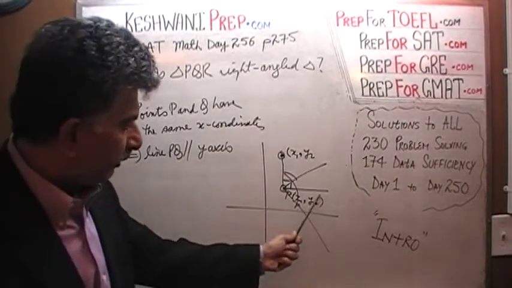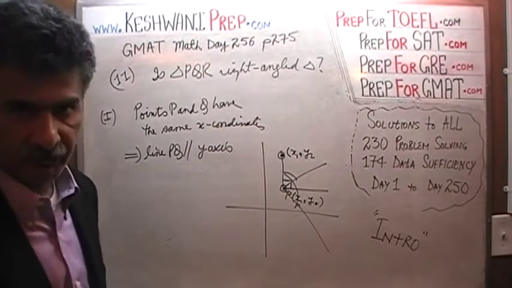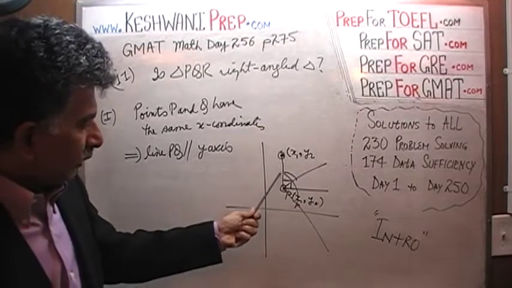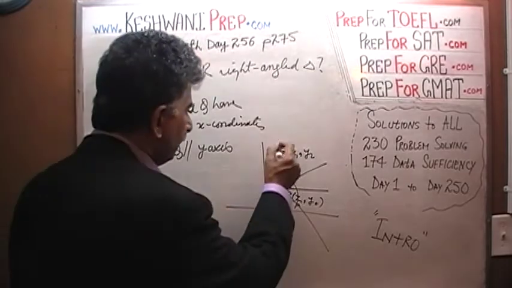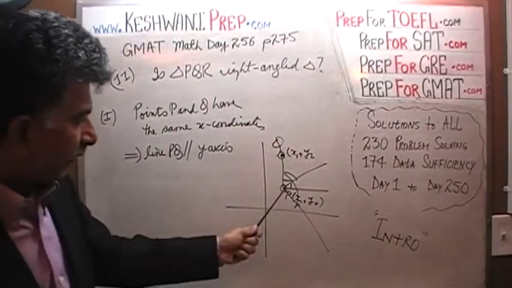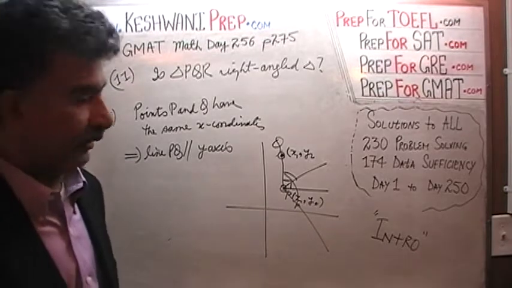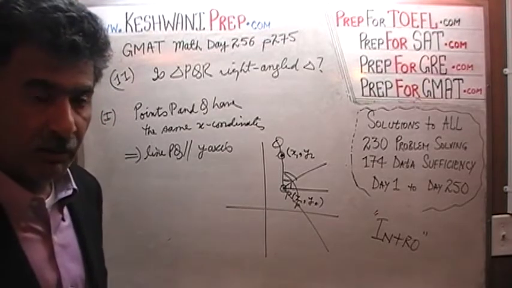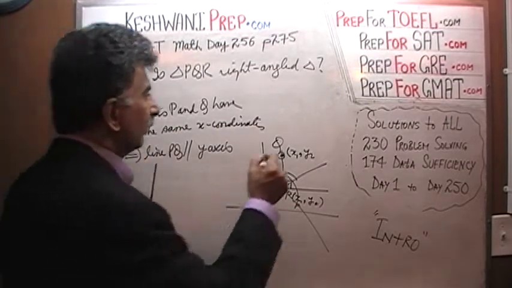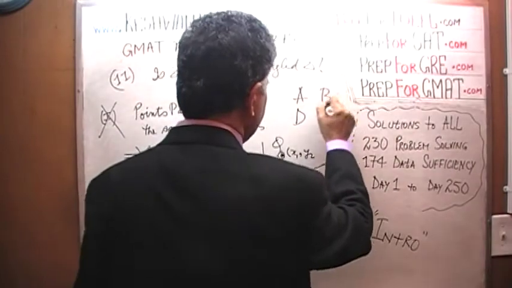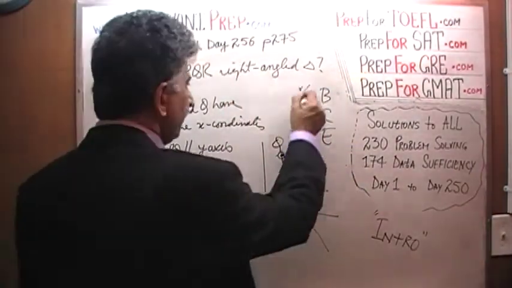Without knowing anything at all about the bottom line, we need to also know if that line is parallel to the x-axis or not. We know now that P to Q is parallel to the y-axis, but somehow we have to figure out if this line P to R is parallel to the x-axis or not. That information is not provided in the first statement. The first statement by itself is no good. A, D, B, C, E. Since the first statement by itself is not sufficient, we know the answer cannot be A or D.